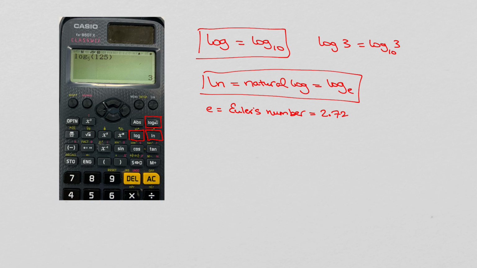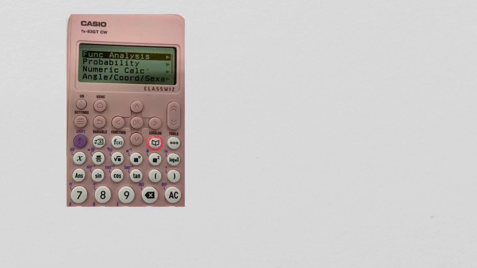Because we have 3 buttons there, we have to always make sure that we're pressing the correct one. If we have a base other than e or 10, then we will always use the one that has the boxes in it. Now we have the new version of the Casio calculator, so we actually have to search for our log buttons. This is the Casio FX83GT-CW. We can clearly see the log to the boxes are there underneath the tools button.